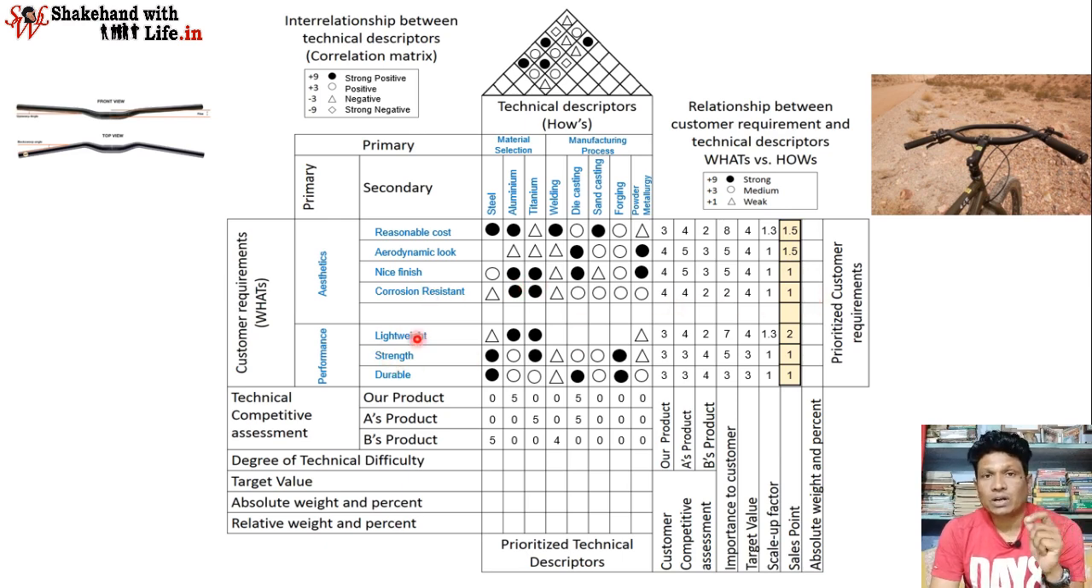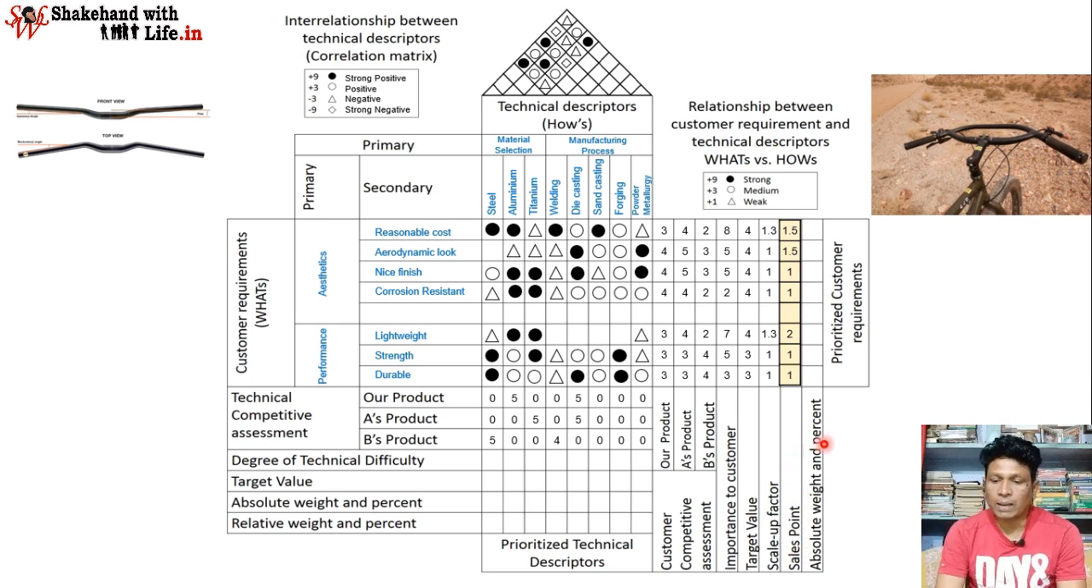But lightweight, it is the most important characteristic for the sale of the product. This requirement is the most important requirement. So it is given 2. For strength it is 1. For durability it is 1. So this is our column for sales point.